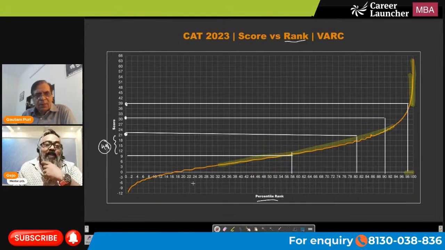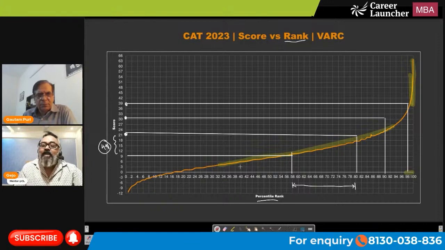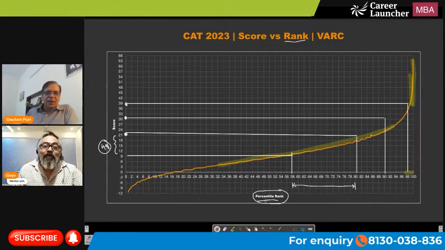मतलब 4 क्वेश्चन में, so if you look at the lower scores, the 4 questions here and there will have a huge impact on your percentile rank. And we had discussed this last time as well. अपने को percentile rank छोड़ना है. Fluctuation in percentile rank is going to be huge in terms of VRC.